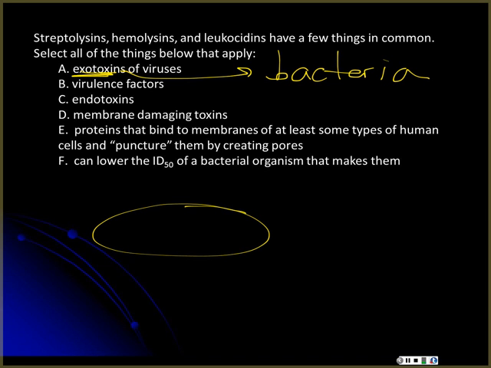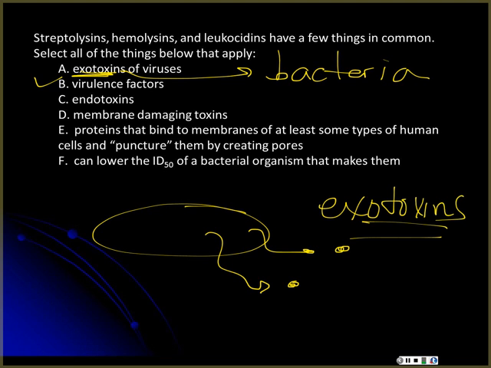Are those virulence factors? Yeah, because anything that helps an organism cause disease is a virulence factor, and those things are certainly helping those organisms cause disease. Are they endotoxins? No. An endotoxin is part of the structure of the bacteria, and only gets released when those cells die or they're phagocytosed or broken apart. These are things that live bacteria are secreting into their surroundings. So they're exotoxins because those toxins exit the cells.